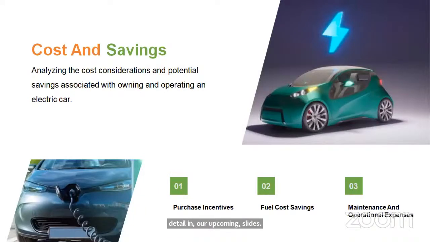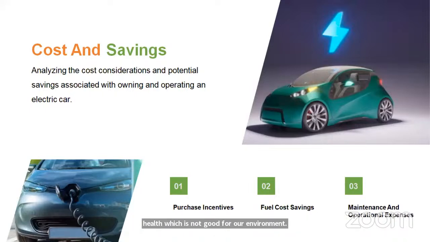Cost and savings. If I tell you why electric vehicles are required, two, three major parameters are there. First, pollution. We can see the IC engine emits a lot of pollution, right? They have a tailpipe, and from that tailpipe, CO2, CO, and a lot of emission gases come out, which is not good for our health, which is not good for our environment. So first thing is this.